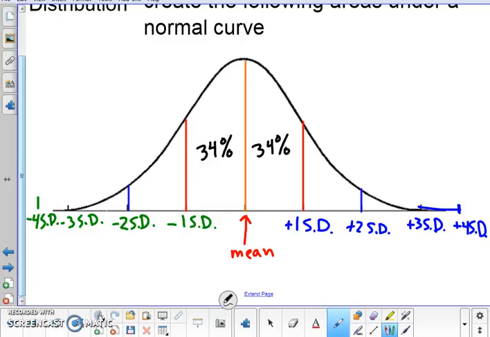So 68%, if you wanted to add those together, 68% fall in between subtracting one standard deviation and adding another standard deviation. And if we go another standard deviation out here, this would be 13.5%. Once again, it's symmetrical, so over here this would all be 13.5% as well.